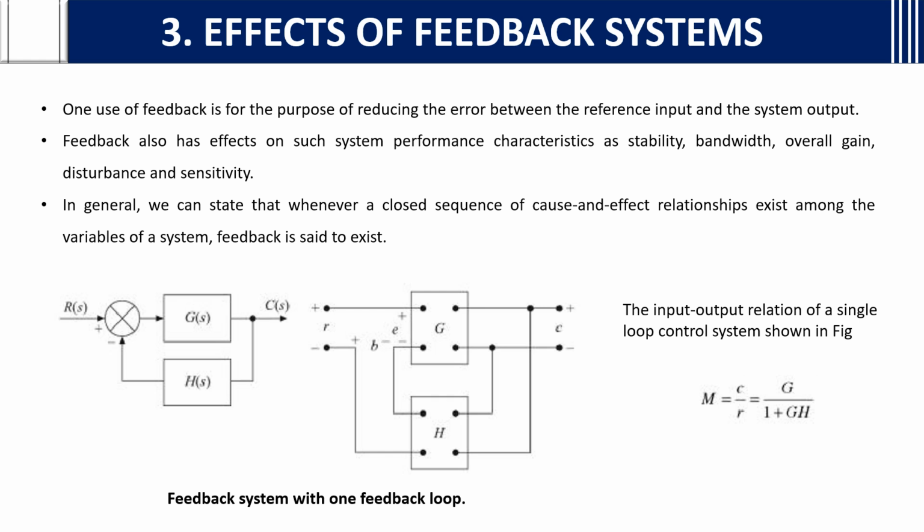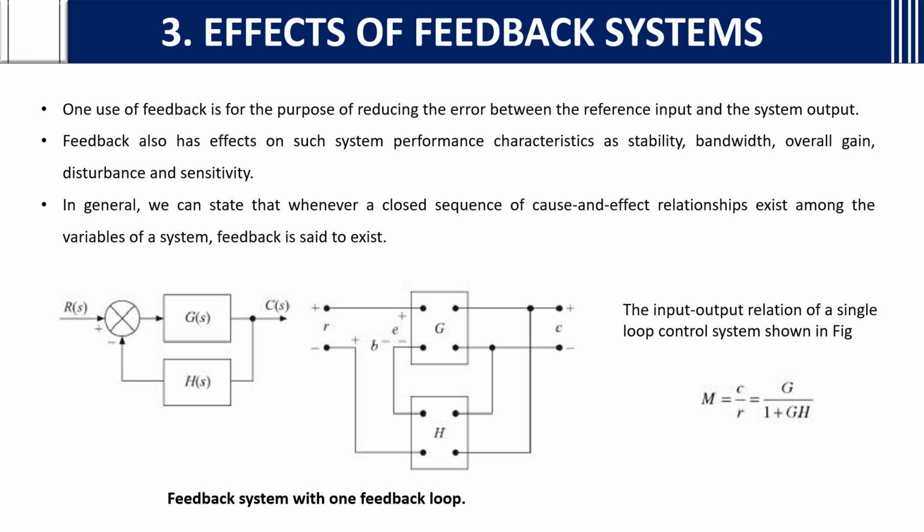Here if you see, this is the reference input. R of S is the reference input. C of S is the output, and this is the summing point, and this is the G of S, and this is H of S. G of S is the control system. H is nothing but the feedback, which is mentioned by H.